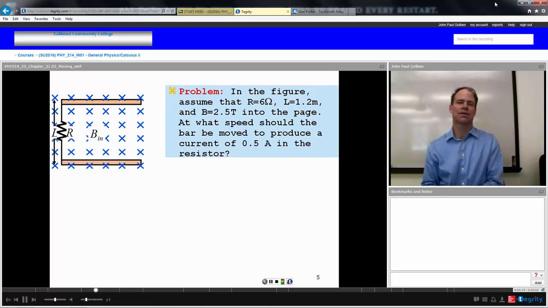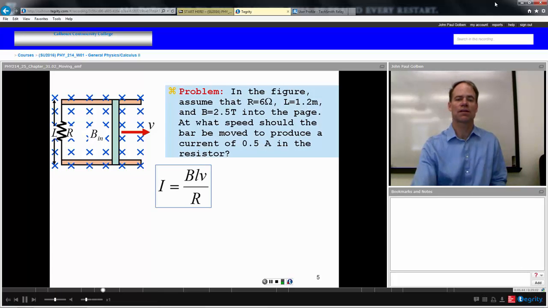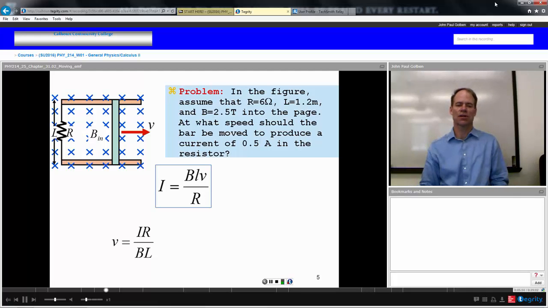Let's try this out. In the figure, we're going to have a conductor moving to the right. Assume that R is equal to 6 ohms. The length of the conductor is 1.2 meters, and the magnetic field is 2.5 Tesla into the page. At what speed should this bar be moved in order to produce a current of 0.5 amps in the resistor? Well, we just proved that the current should be equal to the voltage divided by the resistance, BLv divided by R. So if we solve this for the velocity of that conductor, we have the velocity should equal the current times the resistance over the field times the length.